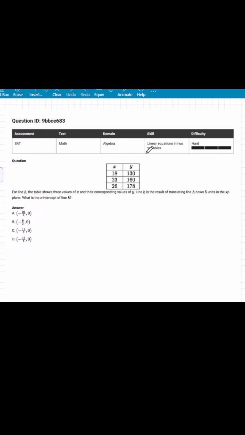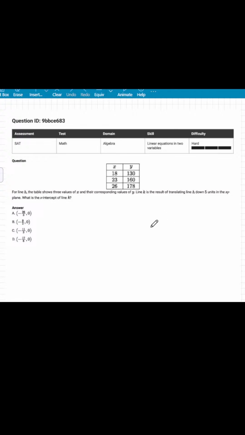So this is a linear equation in two variables question, and we are given a table here for x and y. So we have x coordinates and y coordinates. We have three pairs of coordinates, and the question says that for line H, the table shows three values of x and their corresponding values of y. Line K is the result of translating line H down 5 units in the xy plane. So what is the x-intercept of line K?